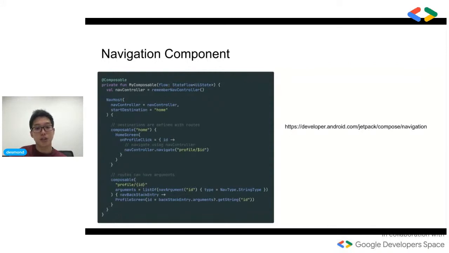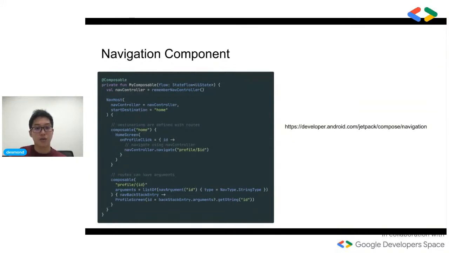The NavHost is a composable function, and inside it, we can declare routes for the different screens that we have. Routes are like URLs, so we can make use of this to pass data to our screen by appending query params for optional arguments, or making the data part of the route for non-optional arguments.